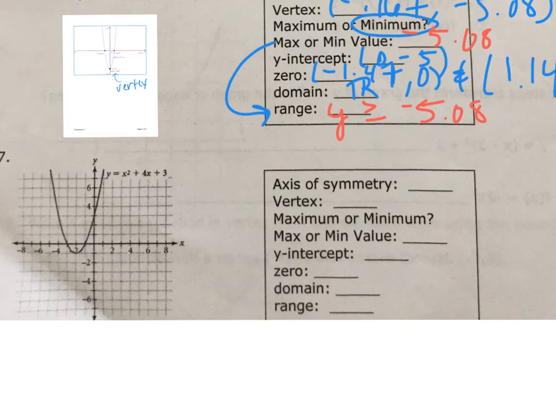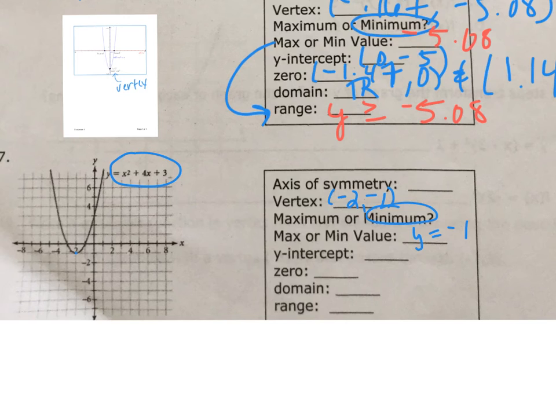Okay, so number 7. It's already graphed for you, so this one came out better because you just basically read off the graph. If you didn't want to do that, you could always put that into your calculator, analyze the graph, and all those things will pop up for you, or trace the graph and look for the little yellow boxes to pop up. So we see that we have a minimum value, so it's minimum, and that's right there. That's your vertex, so that's at negative 2, negative 1.